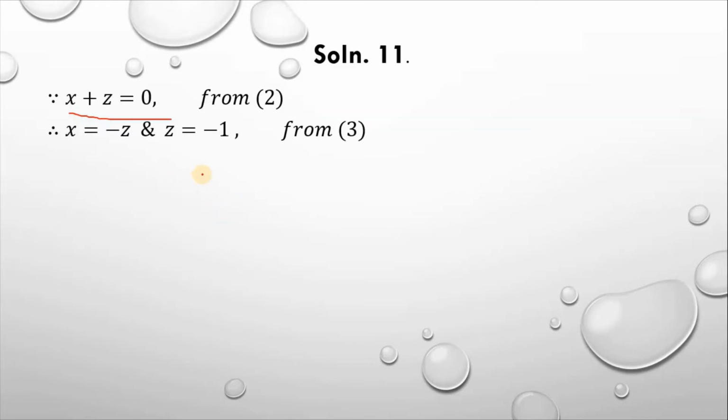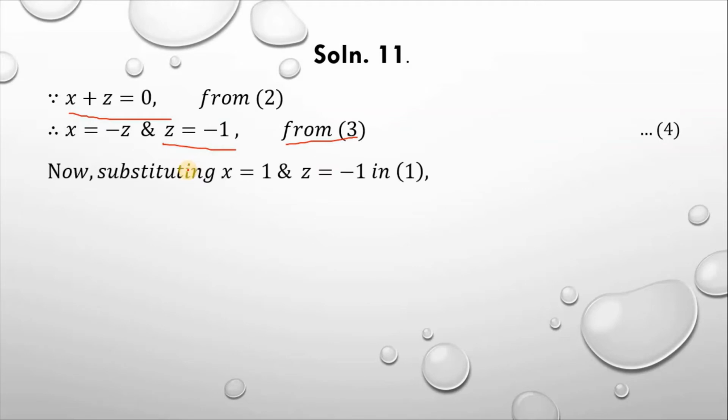And we already know that our value of x is 1, which is from equation number 3. So substituting the value of x, you will get the value of z as minus 1, and I am giving this as equation number 4. And now substituting x equals 1, that is from 3, and z equals minus 1 from 4, I'll get x as 1 and z as minus 1.